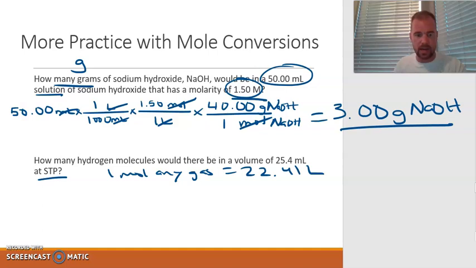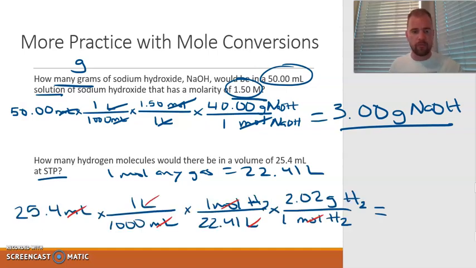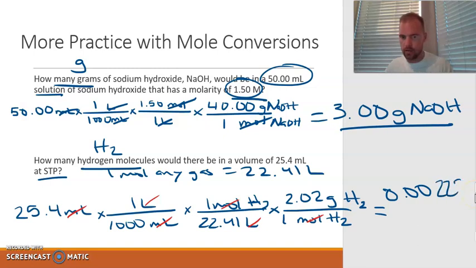So this is how we're going to set it up. So here's our setup. First thing I need to do is convert 25.4 milliliters to liters. Once I'm in liters, I'm able to use my conversion factor of 22.41 liters is equal to 1 mole. And then finally, I use the molar mass of hydrogen. Hydrogen is a diatomic. It's H2. So make sure when you do the molar mass for hydrogen, it's H2, which means 2.02. And when I calculate all of that, I end up getting 0.00, and I need to have 3 sig figs, so 229 gram.